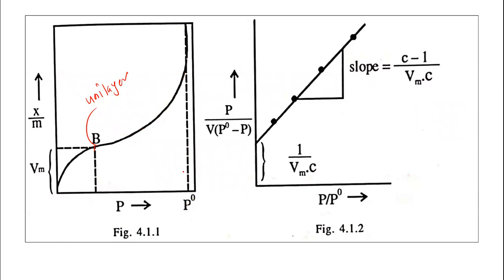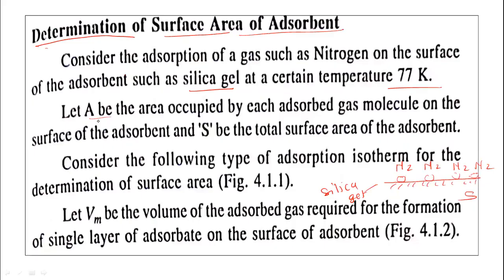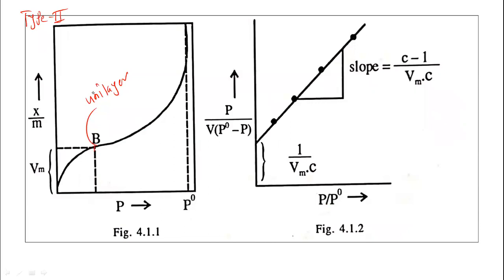So how can we determine the surface area of the adsorbent? It can be determined on the basis of the type two adsorption isotherm, because in type two adsorption isotherm, first of all, there is a formation of the monolayer, then there is a formation of the multilayer. So what will be the surface area of that adsorbent? See here, the surface area of the adsorbent. We can determine the surface area of the adsorbent from this type two adsorption isotherm.